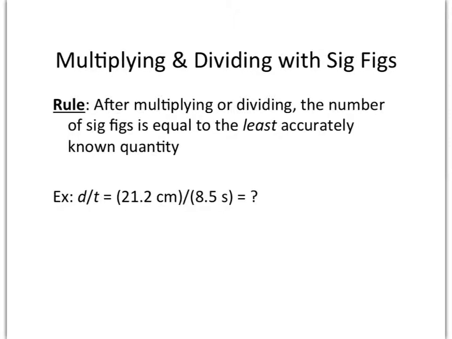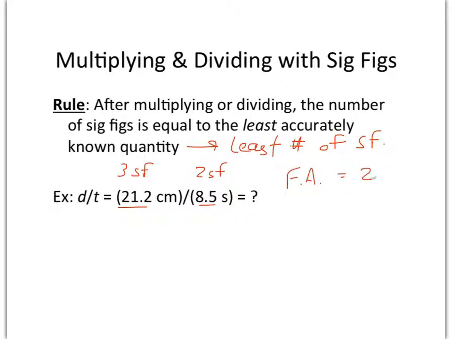With multiplying and dividing by sig figs, it boils down to the final answer, and the final answer is all we care about. It's equal to the least accurately known quantity. That is another way to say the least number of sig figs. All right? This one right here has 3 significant figures. This one only has 2 significant figures, sig figs. So that means your final answer has to equal 2 significant figures.